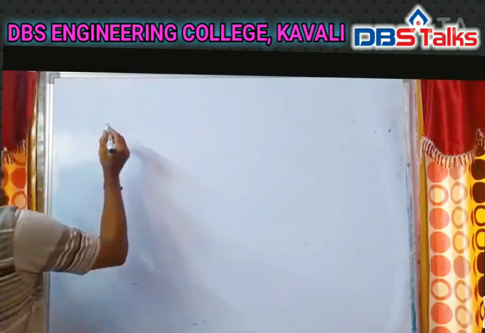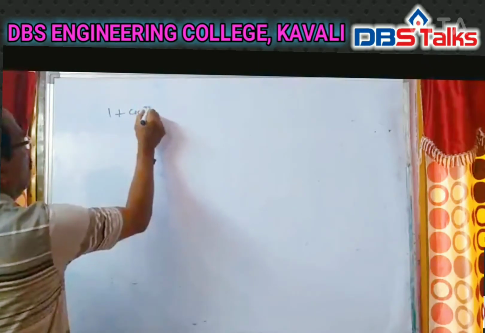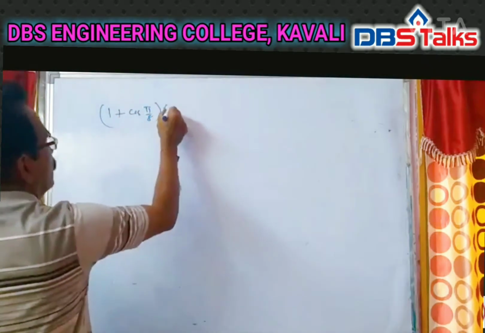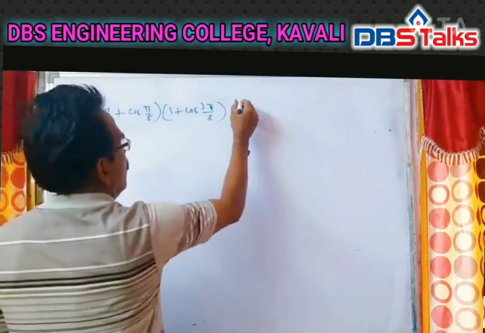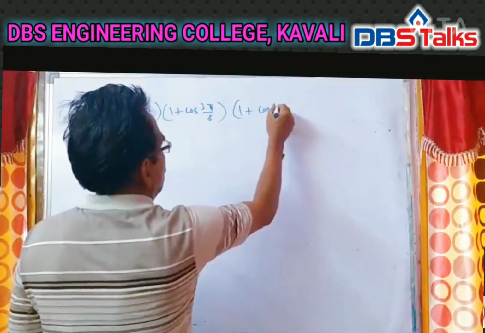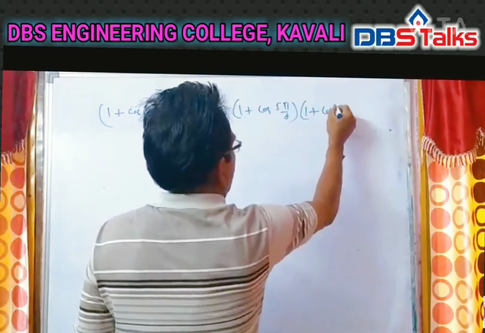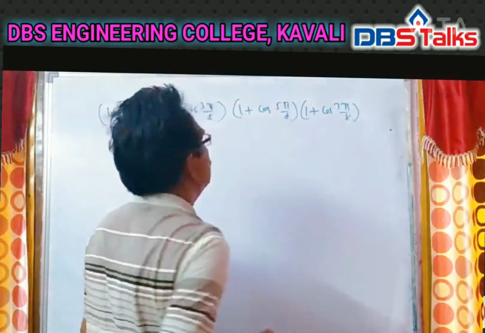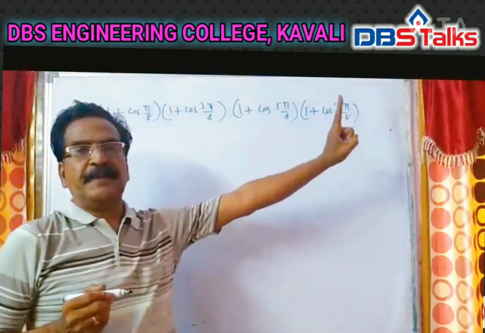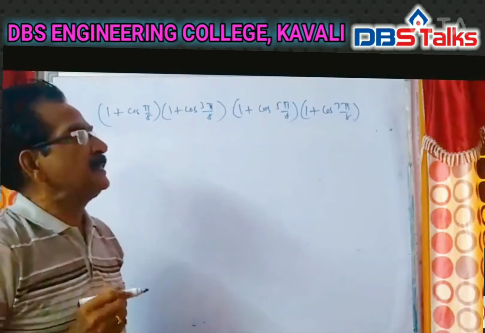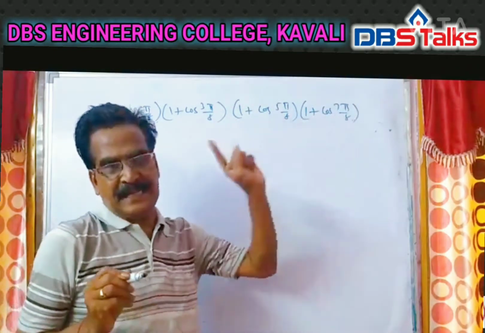Now let us consider this problem: 1 plus cos pi by 8 into 1 plus cos 3 pi by 8 into 1 plus cos 5 pi by 8 into 1 plus cos 7 pi by 8. This is also easy, friends. We know 7 pi by 8 means pi minus pi by 8, and here it becomes minus. That is the only thing.